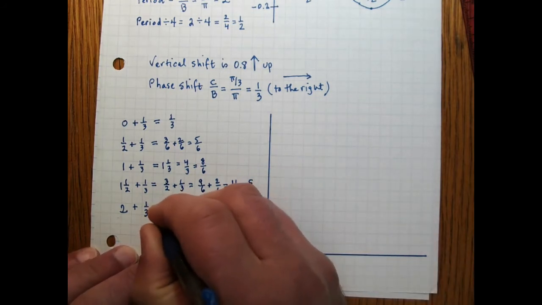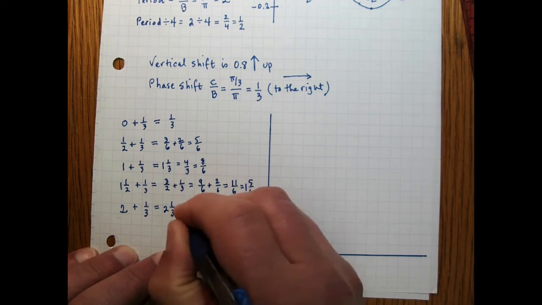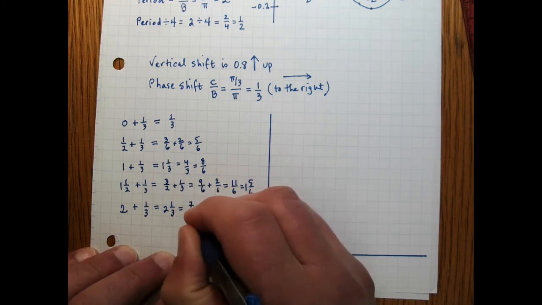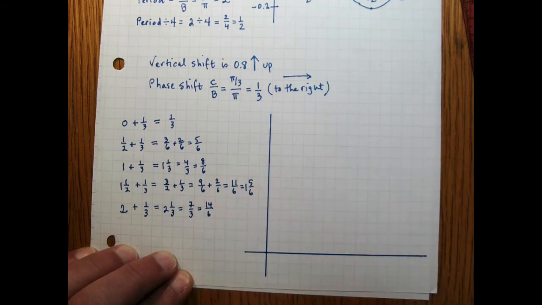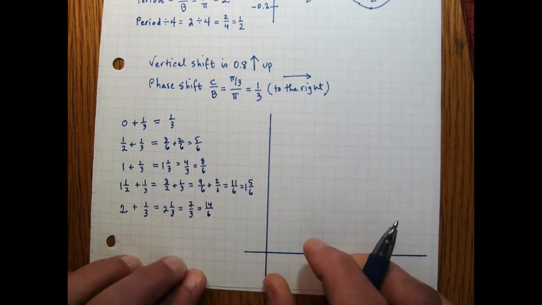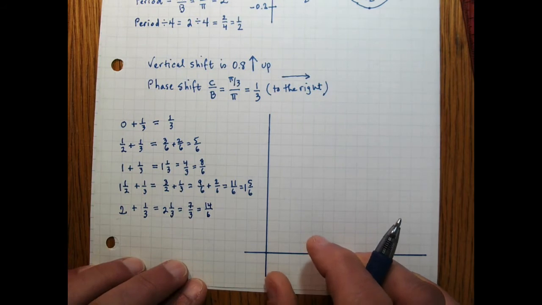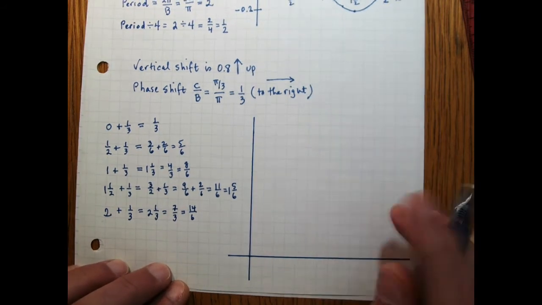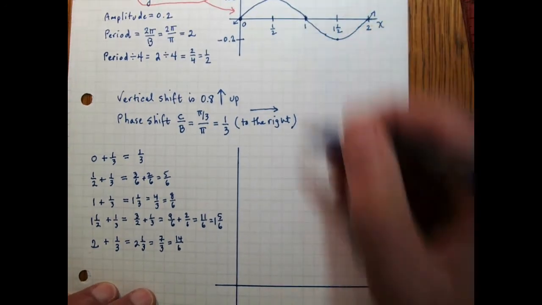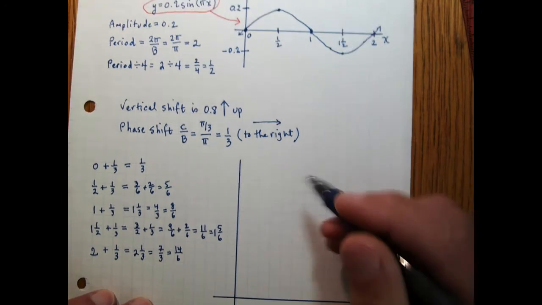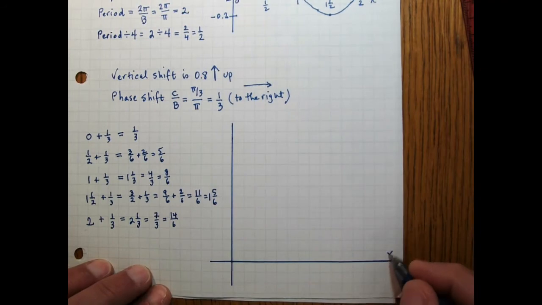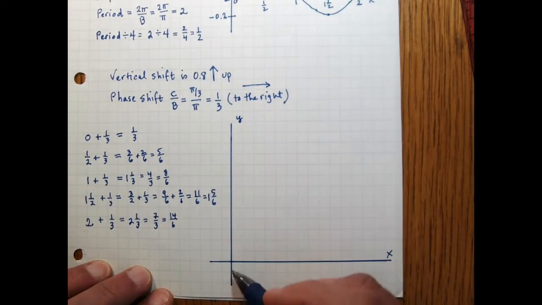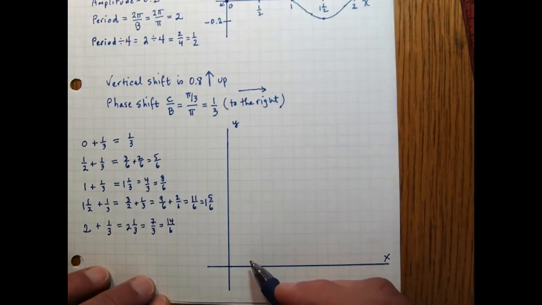And 2 plus 1/3 is 7/3, which is the same thing as 14/6. So we got a bunch of different ways of writing each one of these fractional values. Now I wanted to get my two graphs to line up a little bit here. So notice I've already set up an x-axis and a y-axis. I'm going way above the x-axis because I know I'm doing this vertical shift upward.